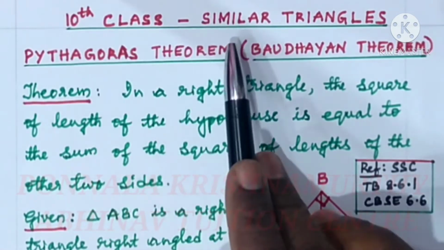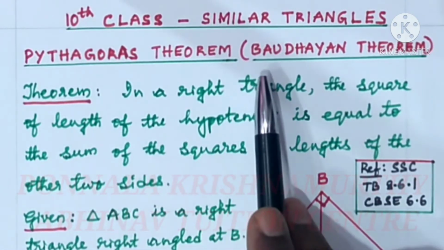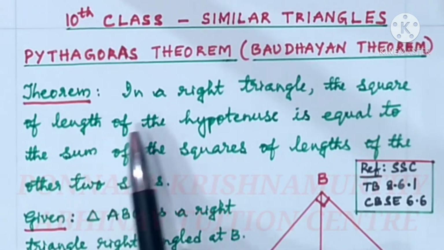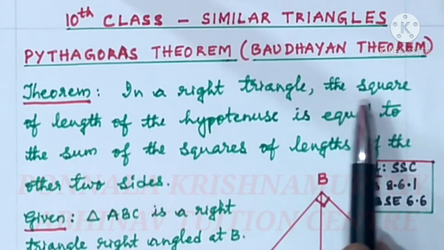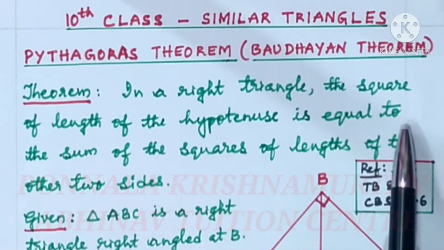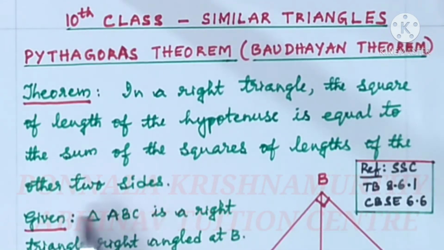10th class, Similar Triangles, Pythagoras Theorem, Baudhayan Theorem. Theorem: in a right triangle, the square of length of the hypotenuse is equal to the sum of the squares of lengths of the other two sides.